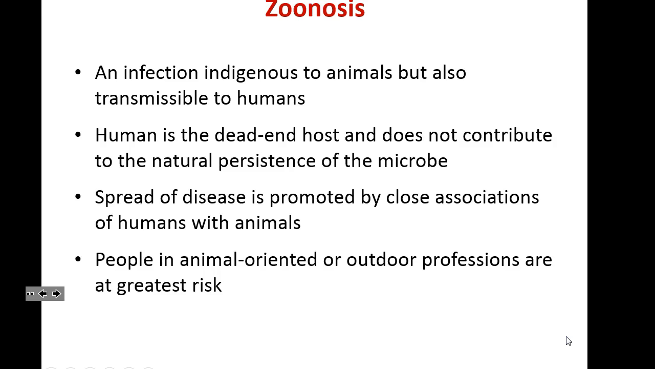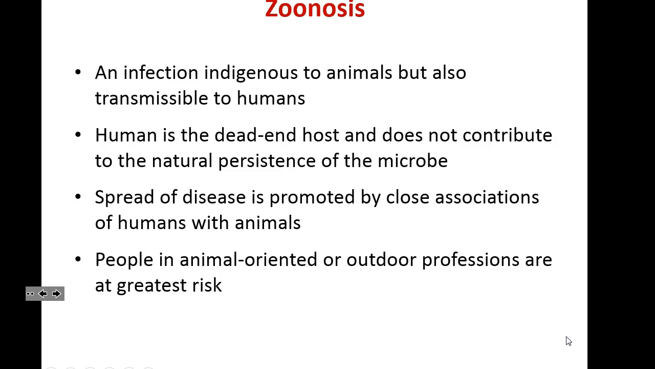Well, I won't say this, but my next door neighbor kisses her dog in the mouth. When I see her out there doing that, yeah, it's the spread of disease promoted by close association of humans with animals.